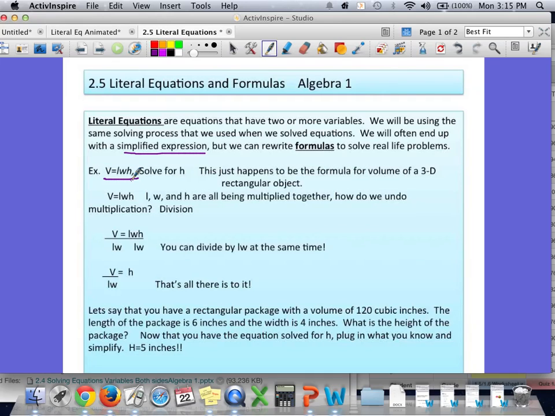side. So again, just like we were doing before, you want to focus on the side where the H is, move everything away from it. This just happens to be the formula for the volume of a 3D object. So length, width, and height are all being multiplied together right now in this formula.